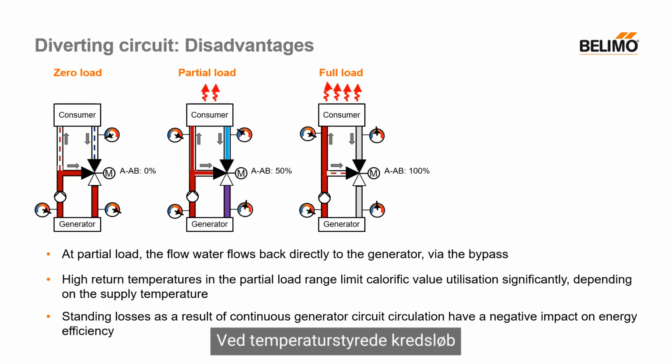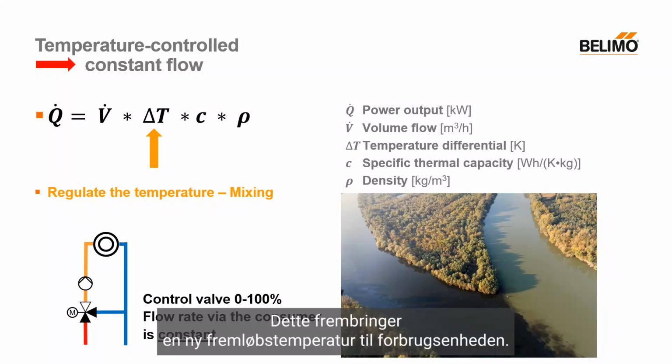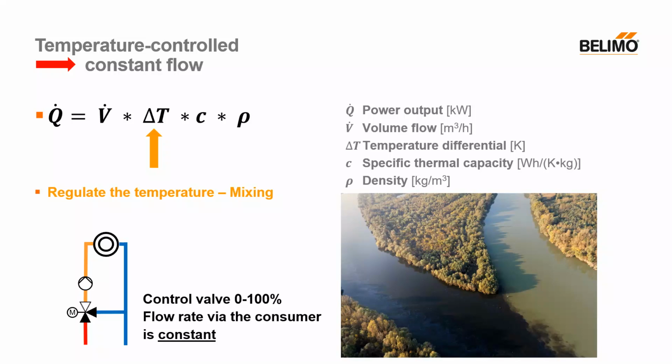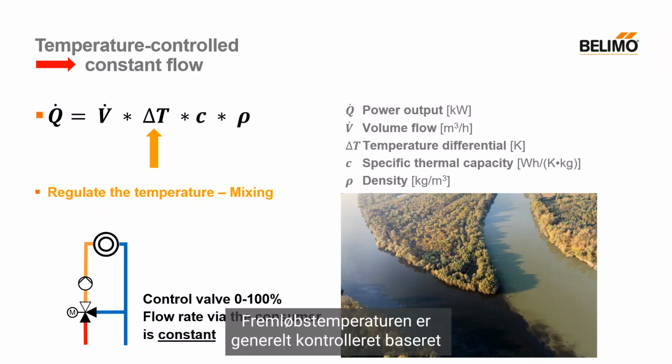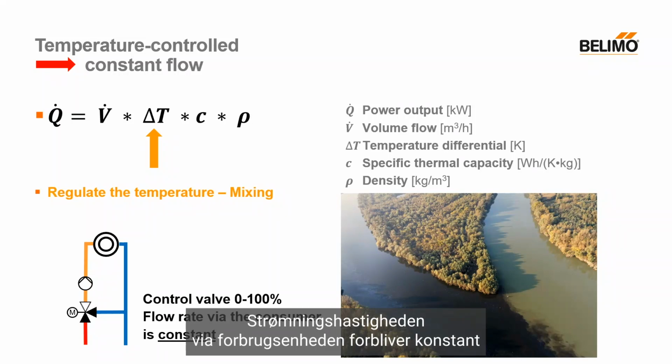With temperature-controlled circuits, the mixing ratio of supply and return water is adjusted using the control valve. This produces a new supply temperature for the consumer. The supply temperature is generally controlled based on the outdoor temperature. The flow rate via the consumer remains constant.